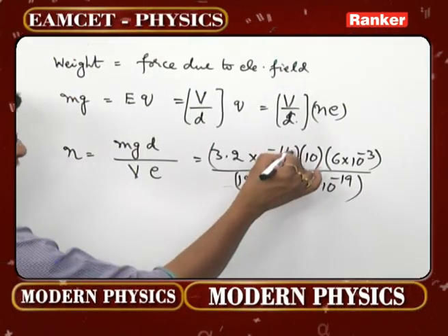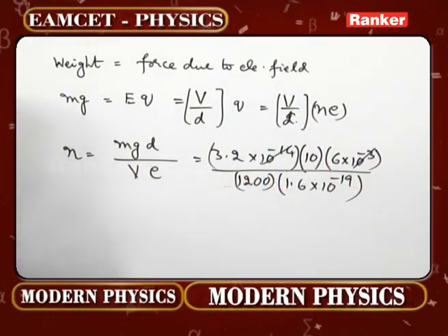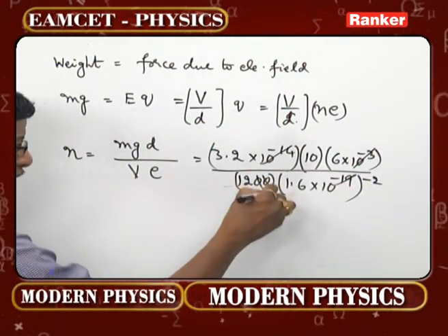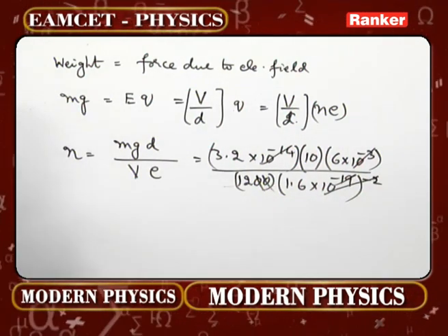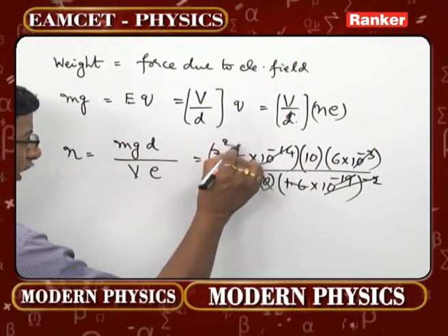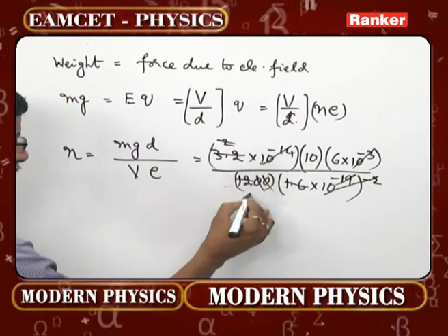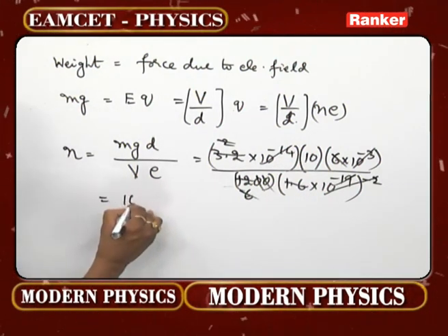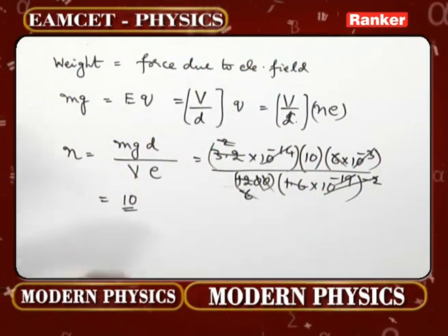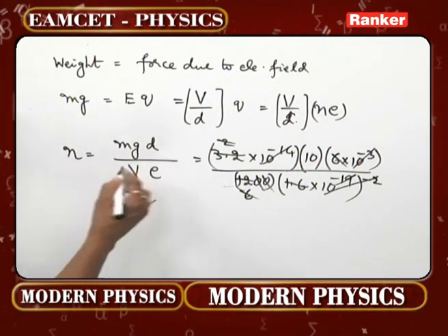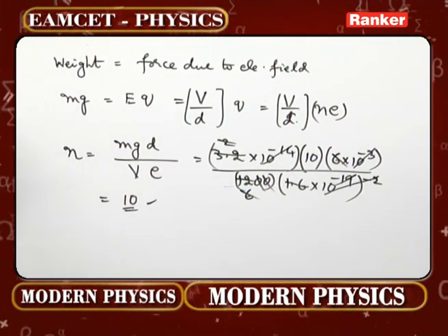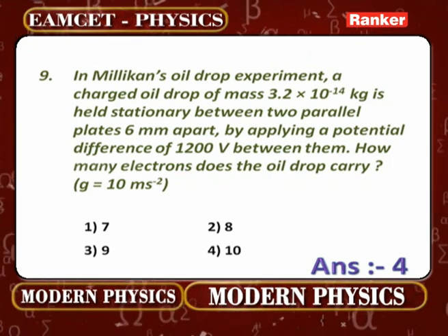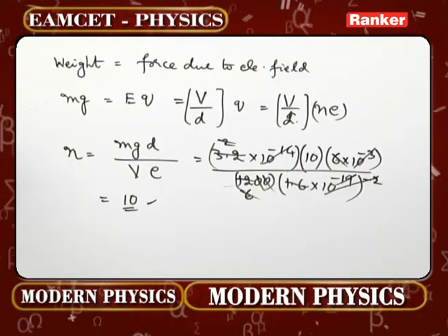Look carefully, 10 power minus 14 minus 3, that is minus 17. This goes minus 2 times. These two zeros and this 10 power minus 2 get cancelled. 1.6 goes twice here, so this 2 cancels, 6 times here. This 6 and this 6 get cancelled. Ultimately what is left over, you just look at. Simply 10 is left. So how many electrons are there on the drop is the question. 10 electrons are there on the drop, which now coincides with the fourth option for this particular question number 9.